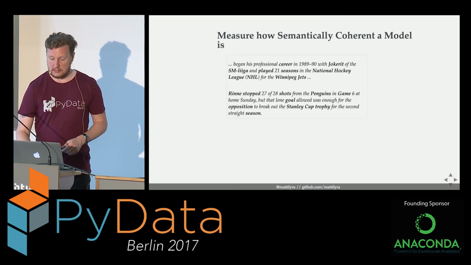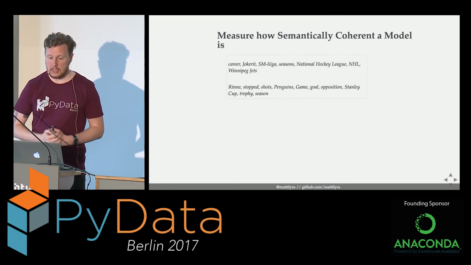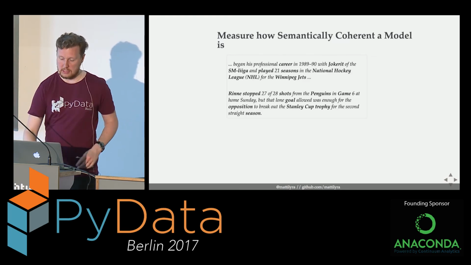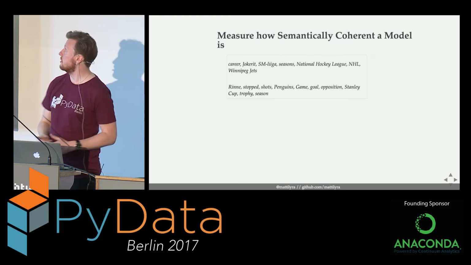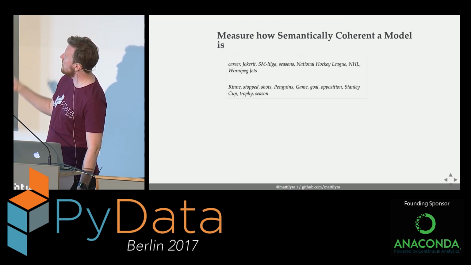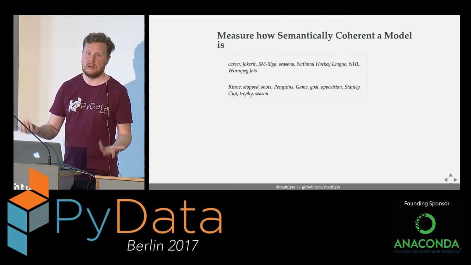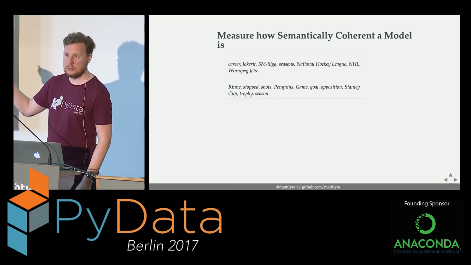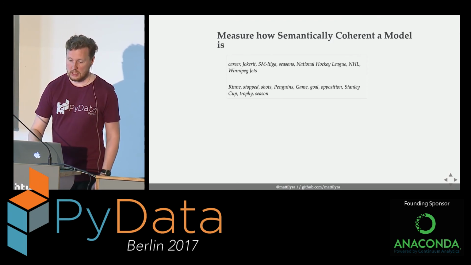So let's take this further. I'll just remove the unrelated words, and now we have two sets of words, and now we can say that, okay, this is what we say is the meaning of ice hockey. You can see where this is going, right? This is the output that you get from a topic model.